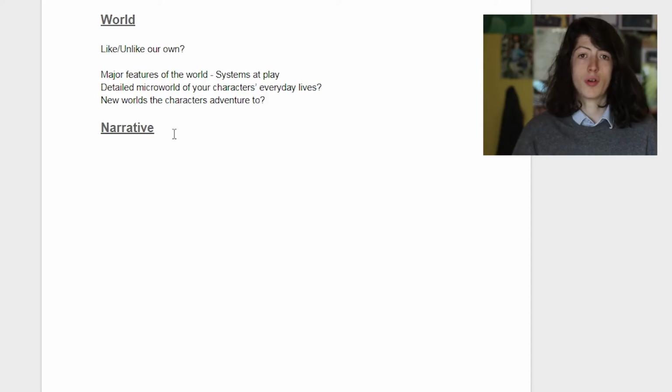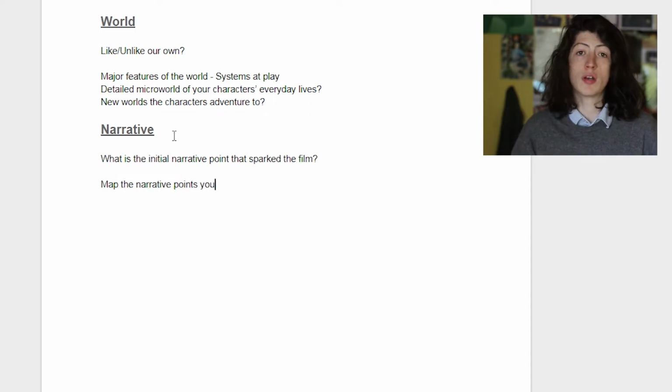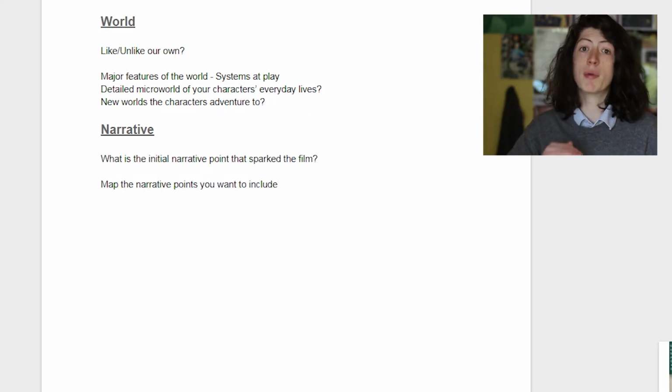And then it's important to get your narrative down. In my experience, my own films usually start with a key narrative point or idea that sparks the creative development for the rest of the film, and this should be the top point of your narrative section. And then after that, any key points of the narrative it's useful to start mapping those down below.